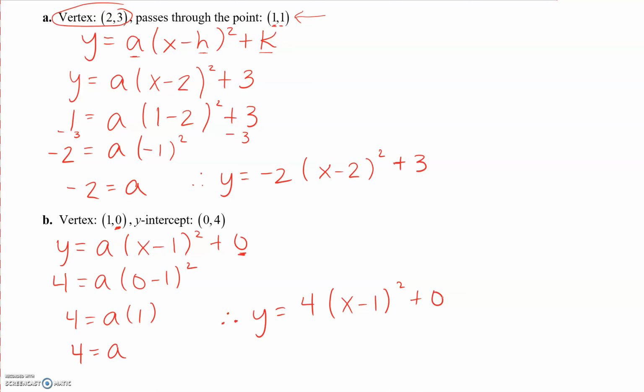All right, so hopefully we're feeling pretty good about writing equations, whether it's from a graph or from some pieces of information. So let's move on.